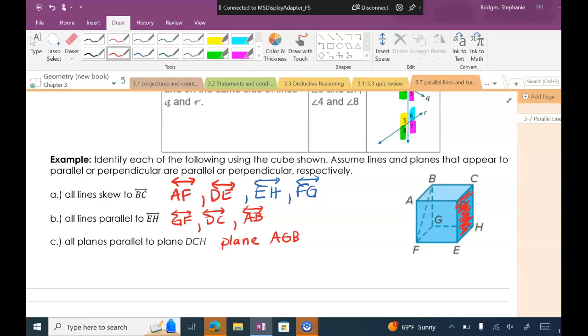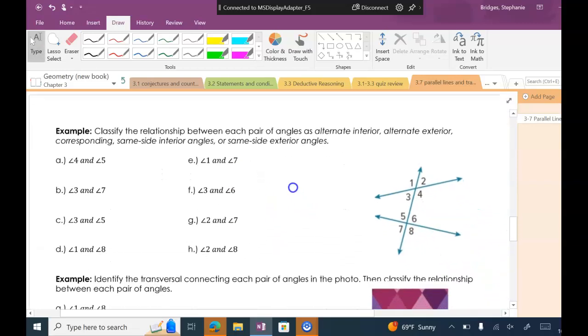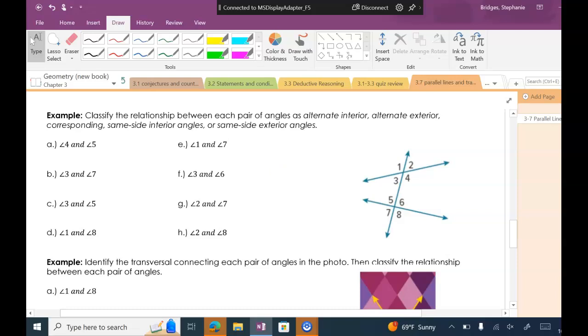So far, so good? Anybody have any questions? All right, let's flip. Classify the relationship between each pair of angles as alternate interior, alternate exterior, corresponding, same side interior, or same side exterior. So let's take a look at 4 and 5. We're going to do a couple of these together, and then I'm going to let you do the rest of them. So here's 4, and here's 5.